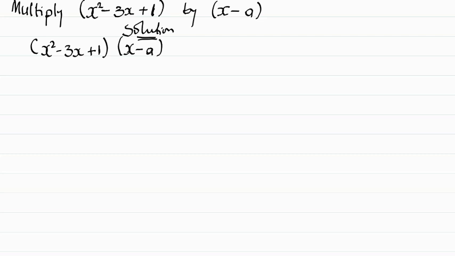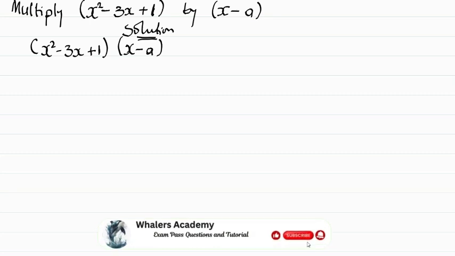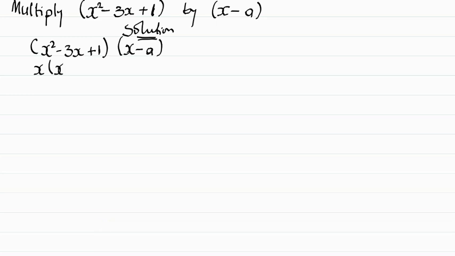Next, we use the right hand side of our expression to multiply the left hand side. Hence we have x(x² − 3x + 1), then we have minus a(x² − 3x + 1).